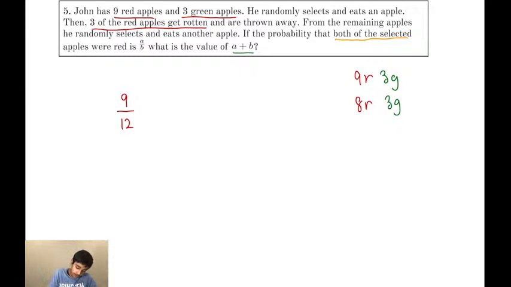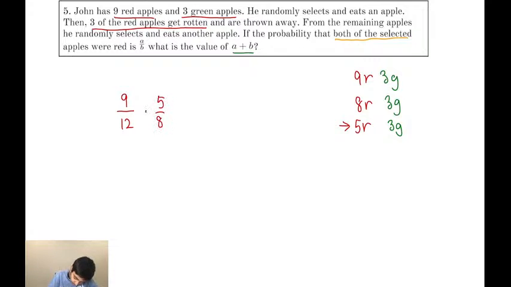And again, we found the probability the first one is red to be 9/12. The probability the second one will be red, well, again, after eating one, there's only 8 red and 3 green apples left. But then 3 of the red apples get rotten, so we're left with 5 red and 3 green apples. So the probability of randomly selecting a red apple now to eat, because we want both of the apples to be red, not just one of them, is 5/8.